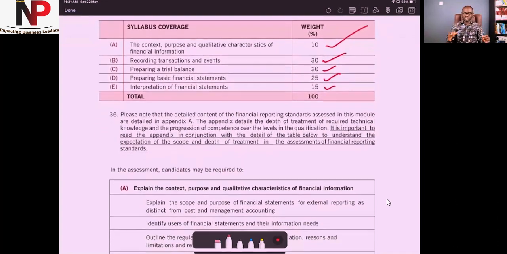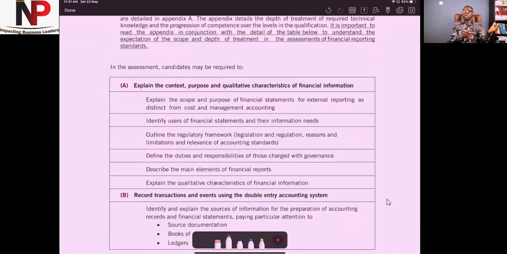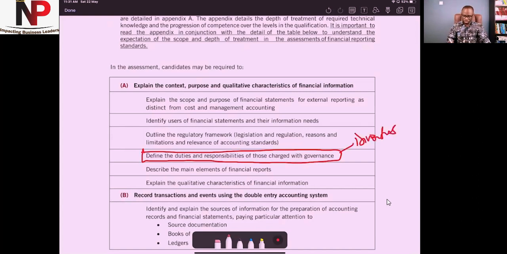So when it comes to the section A aspect, this is the introductory aspect. This is where we look at what is business, what are the forms of businesses that we have, what are the elements of financial statements, what are the qualitative characteristics, what are the responsibilities of those charged with governance within an organization. Let's say the role of directors, the role of the other committees in the organization, maybe the remuneration committee, the audit committee, what is their role, what is their responsibility.